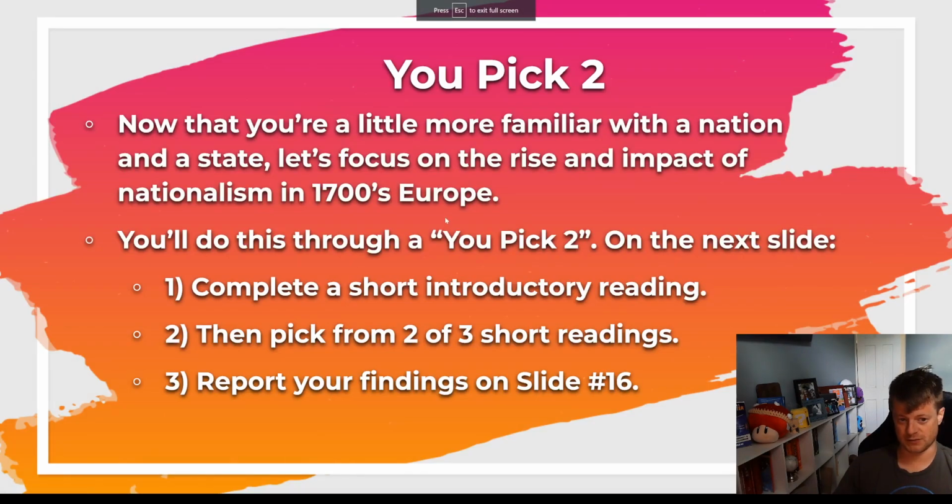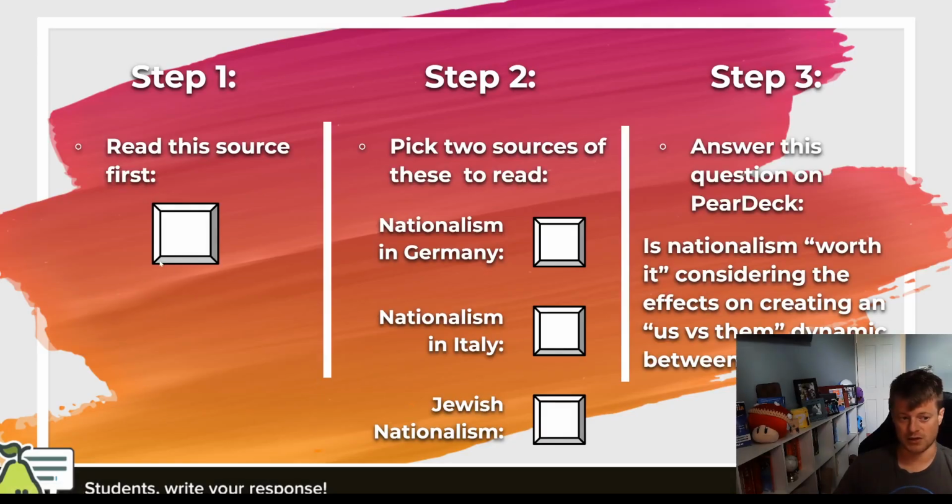Once you have done so, you are going to finish this lesson off by doing what's called a You Pick 2. So, like Panera, you'll get a little bit of a choice here. And here's how it'll work. Let's just go through the basic steps. We're now going to focus on the history of nations and nationalism through this activity. On slide 15, you are going to click this button to do an initial first reading on the rise of nationalism in Europe, just the broad strokes.